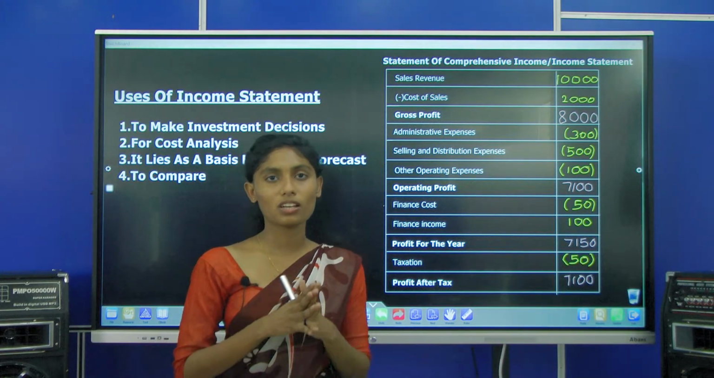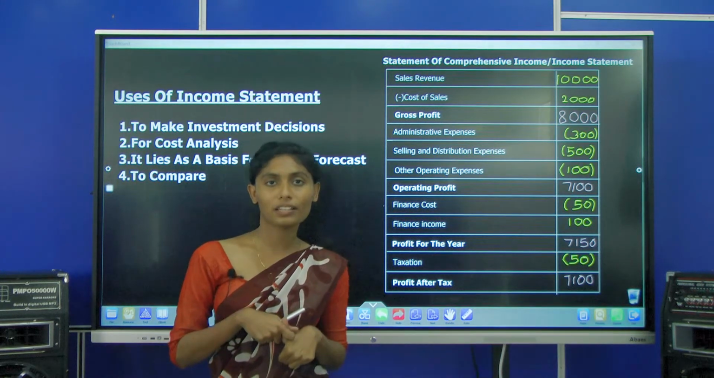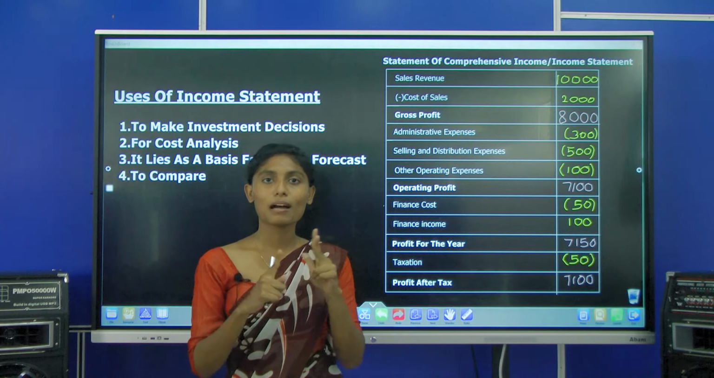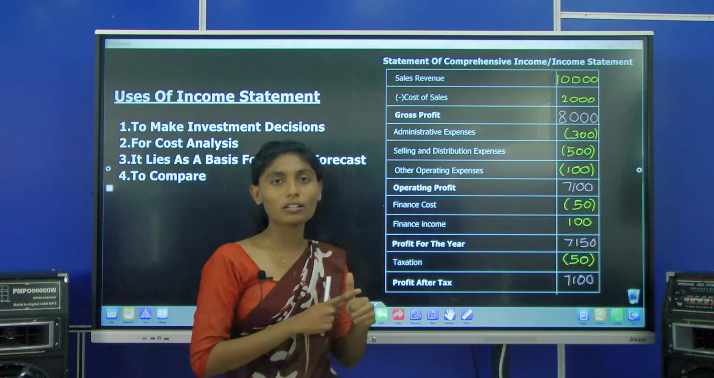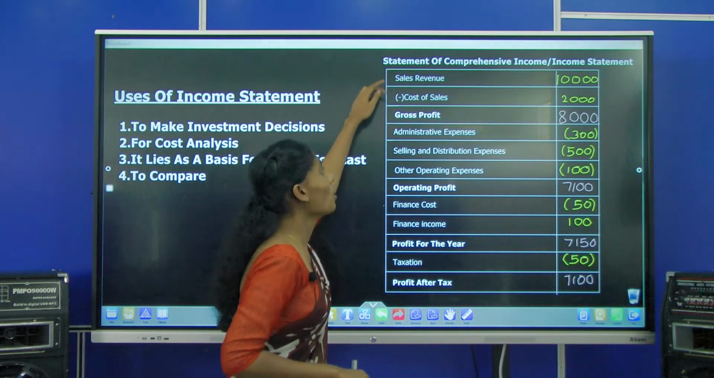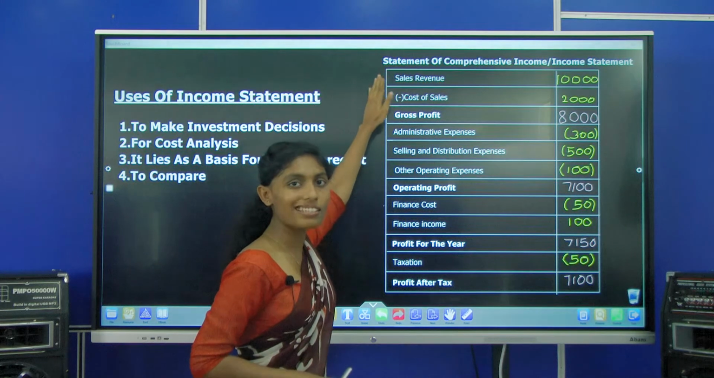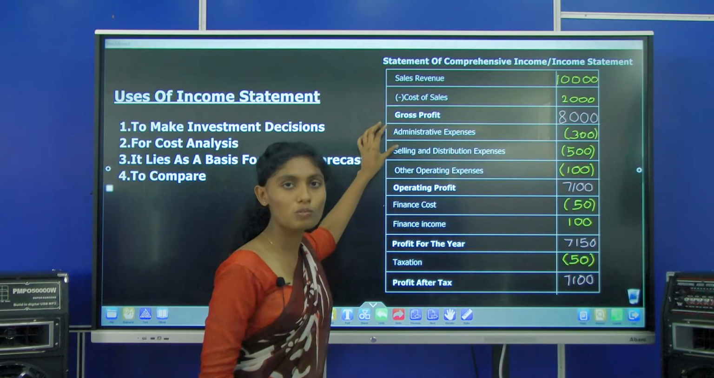What do you mean by cost of sales? The cost of all purchases. So we calculate opening stock plus purchases minus closing stock, and you get the cost of sales. If you take the difference between the revenue and the cost of sales, you get the gross profit.